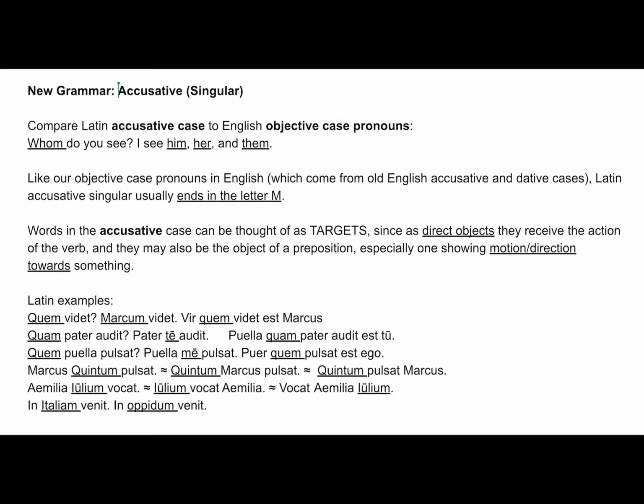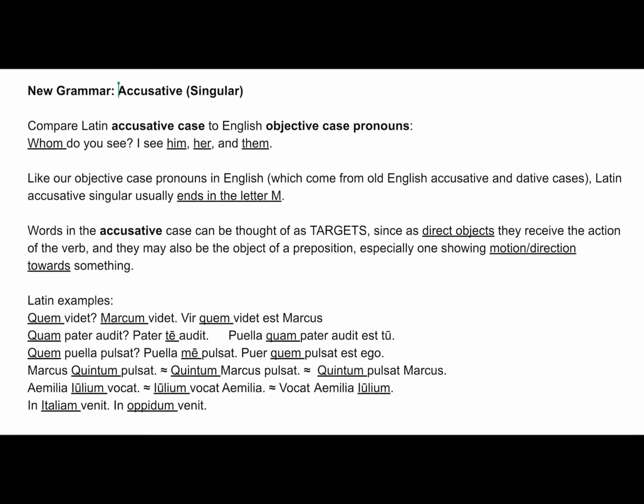For example, if I wanted to say he is going to Rome, Rome would have to be in the accusative case in Latin, it'd be Romam. And if I wanted to say he is sailing into Italy or towards Italy, I would have to say Italiam. If I said he was going to the town, the word for town would have to be accusative, oppidum, and so on. So whether it's a direct object or motion towards a thing or a person, in Latin that's going to be accusative. And both of those can conceptually be thought of as targets.